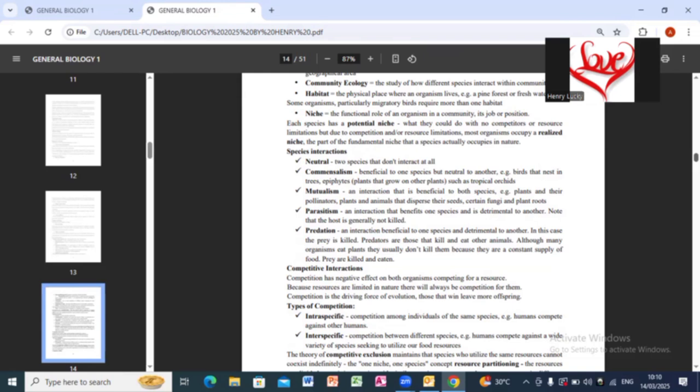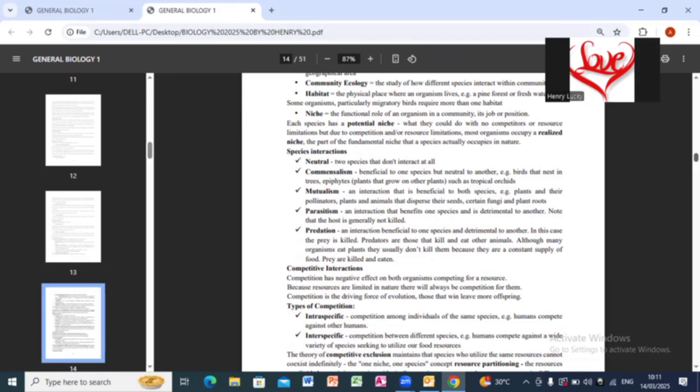So in the neutral interaction, two species do not interact at all. While commensalism is when one organism benefits from another, but the other is neutral. An example is the birds that nest in trees. In return, the tree doesn't benefit anything from them, but the bird actually benefits from the tree.